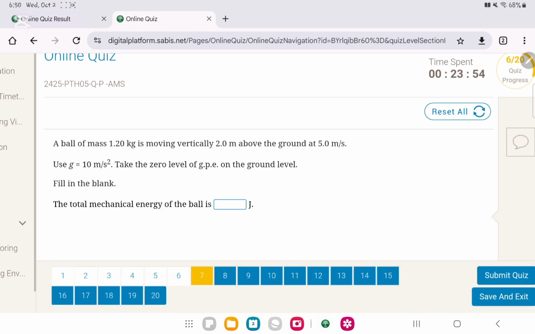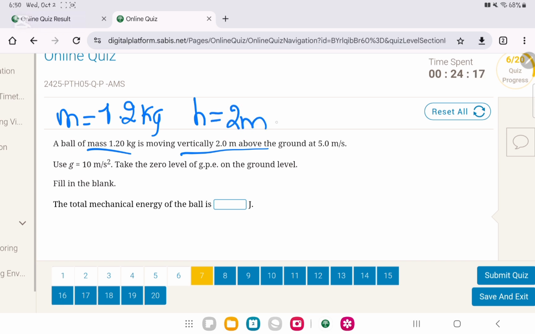Question number 7. A ball of mass, we already have mass. Mass is equal to 1.2 kg, is moving vertically 2 meters above the ground. Okay, so we have the height, which is 2 meters, and above the ground, so it's going up, okay, at 5 meters per second. So this is what? This is our velocity. Our velocity is 5 meters per second.